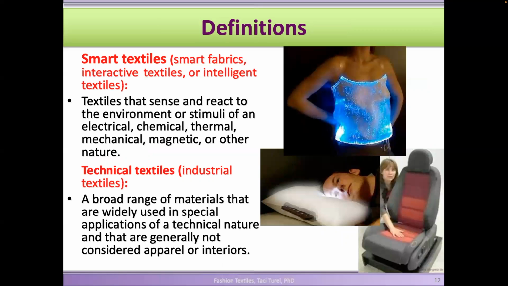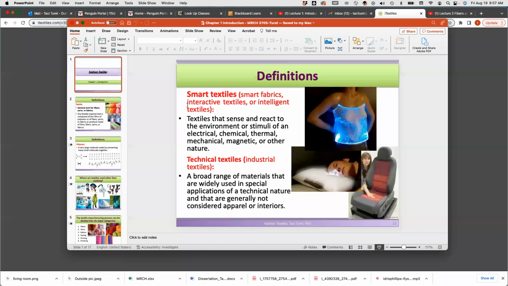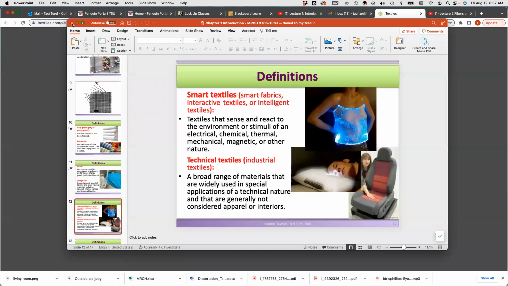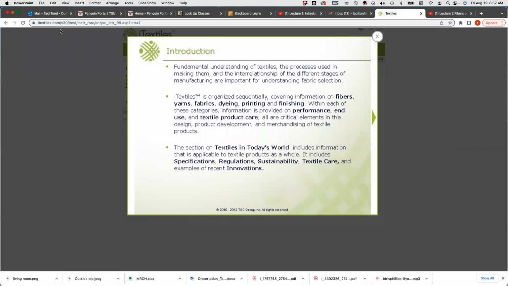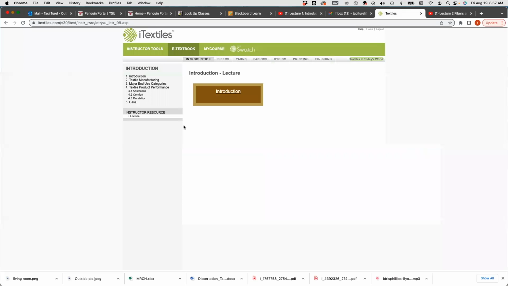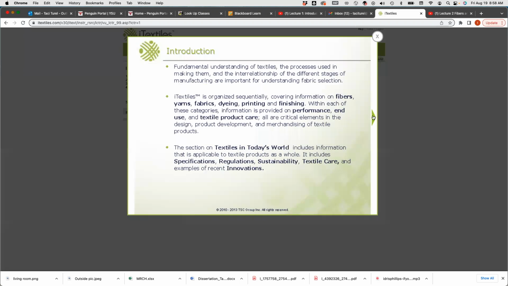Now, I have all these slides that will be available to you on Blackboard, but other than these slides, I'm also going to be using iTextiles. It's an ebook, and I will give you the information on how to use it. And I will also have little quizzes here for you, but there are also lecture slides here. So let's just go through these lecture slides.